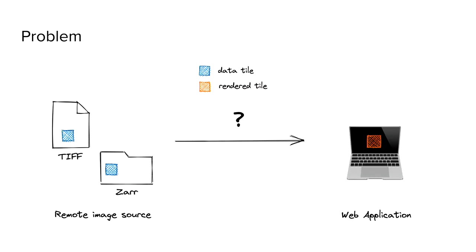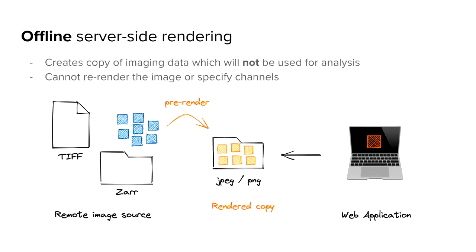And the mechanisms to do that, when we were surveying existing technologies, were all server-based. We broke them down into two primary categories of server-based architectures. The first architecture is something that we called offline server-side rendering. And the method of offline server-side rendering is very simple.